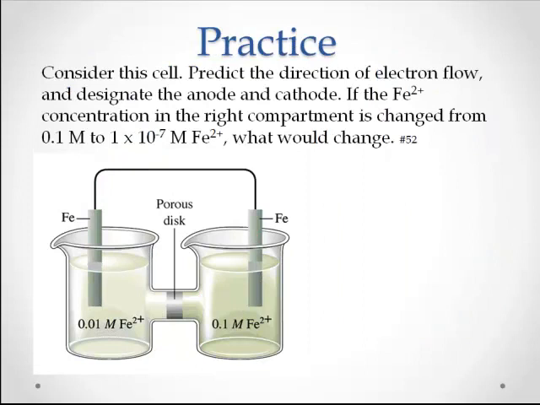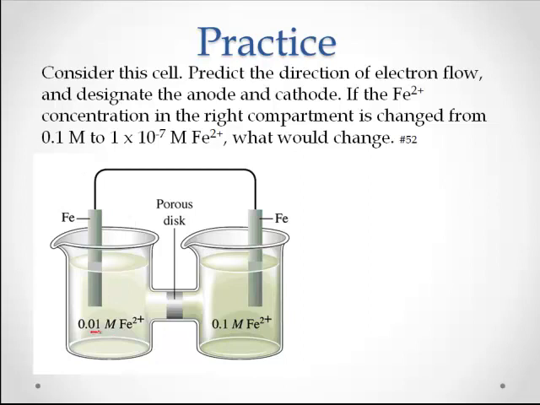All right, so let's practice one of these. Here's another diagram, and if you want to pause it and figure it out, great. If not, you can just listen to me talk here. But what we want to do is predict the direction of the electron flow and designate the anode and the cathode.